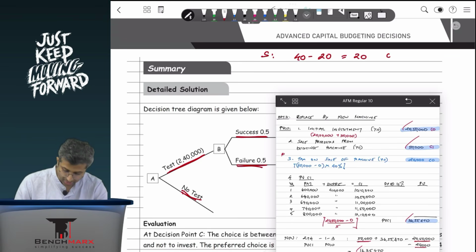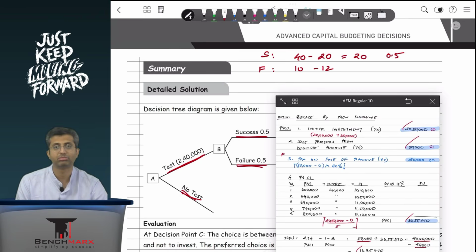What is the probability of this? 50% chance. If there's a failure and if I decide to invest, then I will invest 12 lakhs, but in return I will get a present value of 10 lakhs. So there's a -2, which is a 0.5 chance.